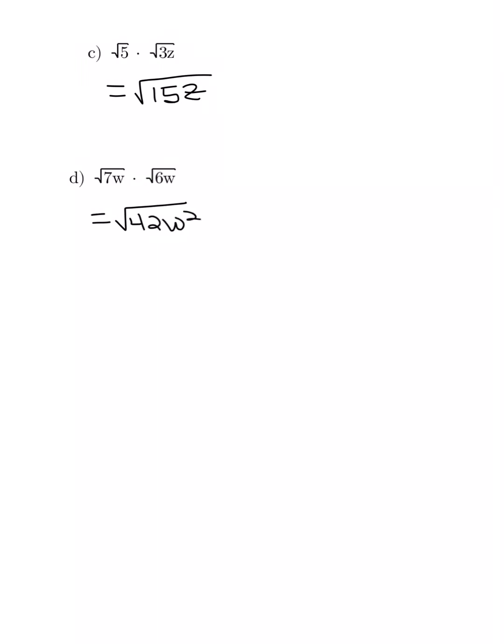42 has no squares that go into it. But when I look at the power on that w, 2 does divide by 2. So we're going to actually do that division. Take 2 divided by 2, we get w to the first, and because we did the division, it comes outside, and then the square root of 42 stays as is.